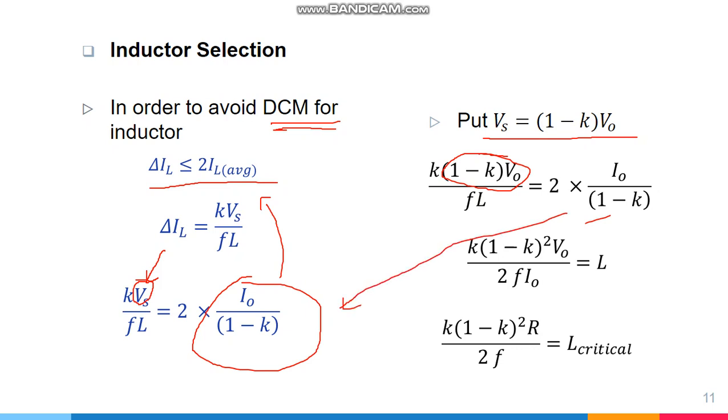is equal to 2 times the same expression that was on this side. K into 1 minus K whole square, this will come over here, the cross multiplication takes place, and K into 1 minus K whole square times V naught, this 2 will come over here, 2 F I naught is equal to inductor. So this should be left over here, but if we want to further simplify it, V naught over I naught is equal to load resistance. So this is the critical value of the inductor that I need in order to avoid the discontinuous conduction mode.